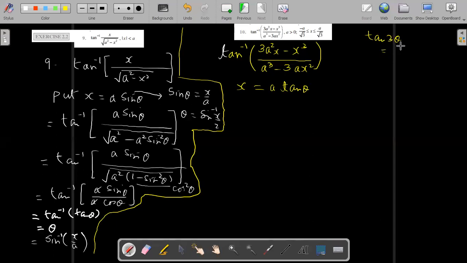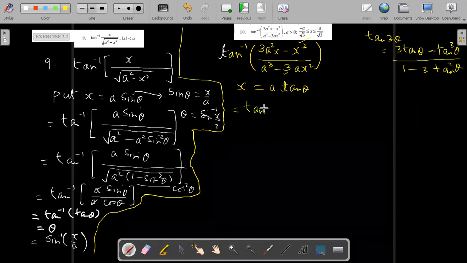Tan 3 theta is equal to 3 tan theta minus tan cube theta, see, cube will come here, divided by 1 minus 3 tan square theta. So when you substitute, it will become the formula for tan cube theta.